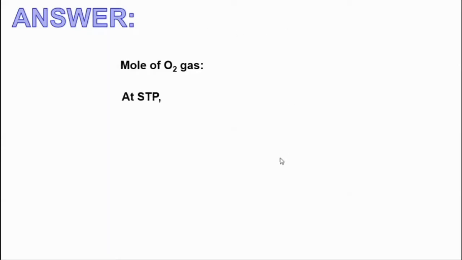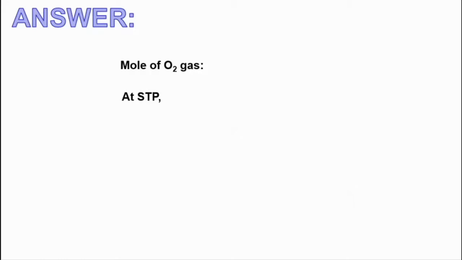In the question, it is stated that this reaction occurred at STP. Did you guys know what is STP? STP is standard temperature and pressure. So what are the conditions for STP? The temperature is 0 degrees Celsius and the pressure is 1 atm. These two conditions are what we call STP, standard temperature and pressure.